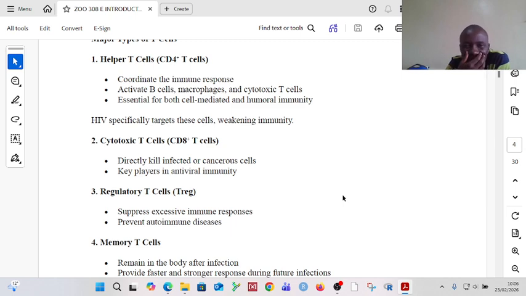So it means the cytotoxic T cells or the CD8 T cells, they are key players in the immunity against viruses because they are targeting and killing cells that are infected. What lives inside a cell mostly are viruses. Okay. The third type of T cell are the ones that are responsible for the suppression.